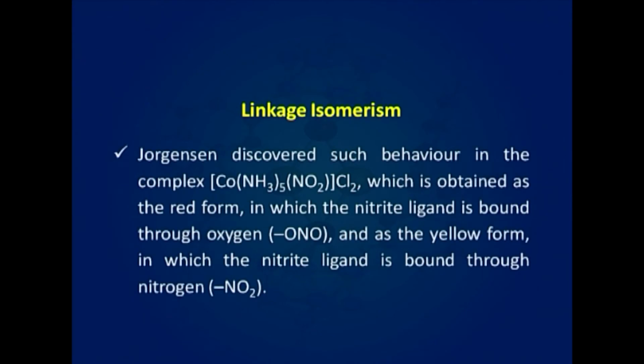Jorgensen discovered such behavior in the complex [Co(NH3)5NO2]Cl2, which is obtained as a red form in which the nitrite ligand is bound through oxygen, and as a yellow form in which the nitrite ligand is bound through nitrogen.